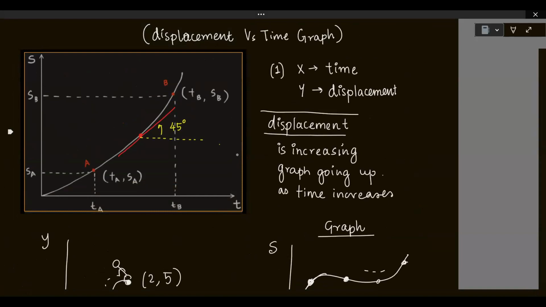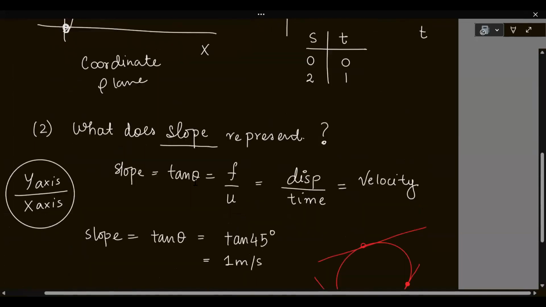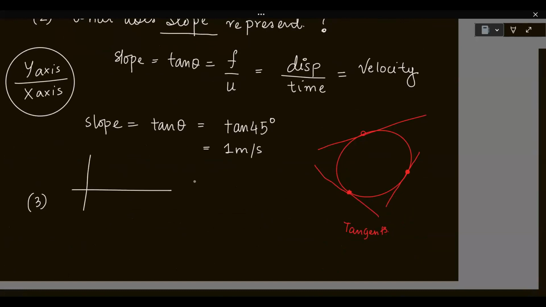Guys, in a velocity time graph, what does slope represent? Use this and tell me. If I make a graph between velocity and time, what will the slope represent? Quickly tell me using this formula. So it would represent acceleration. Yes, because slope is given by y quantity, that is velocity, divided by time. That's meter per second, which is what? Meter per second squared. This is acceleration.